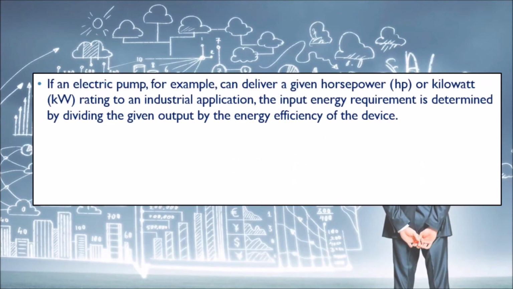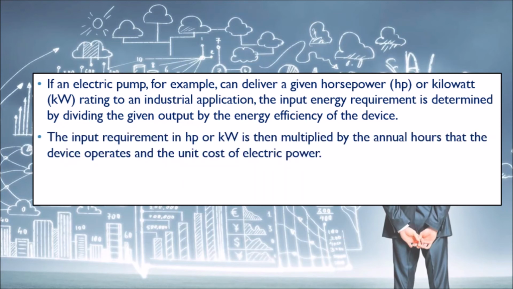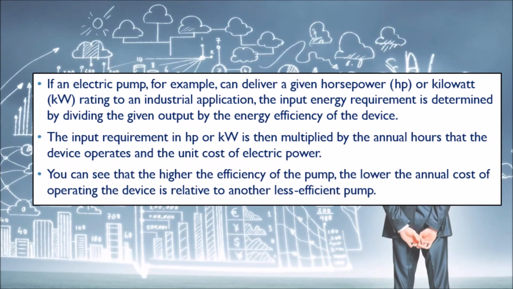If an electric pump, for example, can deliver a given horsepower or kilowatt rating to an industrial application, the input energy requirement is determined by dividing the given output by the energy efficiency of the device. The input requirement in HP or kilowatt is then multiplied by the annual hours that the device operates and the unit cost of electric power. You can see that the higher the efficiency of the pump, the lower the annual cost of operating the device is relative to another less efficient pump.